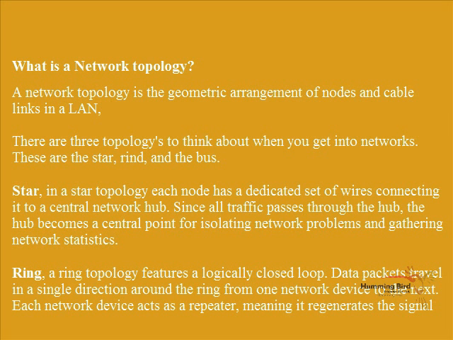A ring topology features a logically closed loop. Data packets travel in a single direction around the ring from one network device to the next. Each network device acts as a repeater, meaning it regenerates the signal.